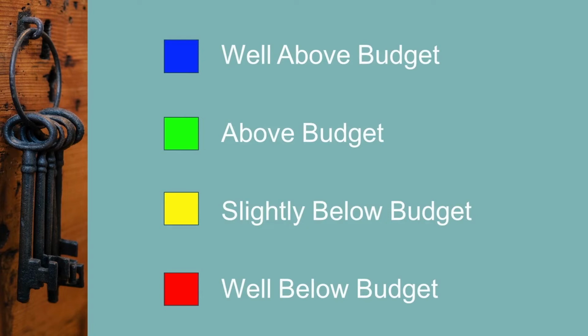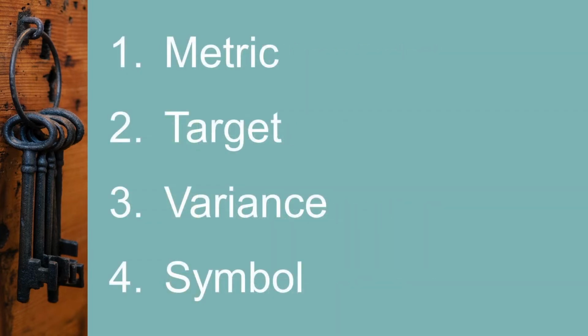A common color code is red for well below budget, yellow for slightly below budget, green for above budget. Some dashboards also use blue for amounts well above budget. So far, we've talked about four components: the metric, the target, the variance, and a symbol to represent that variance. You can choose to show all of them or just one of them on your dashboard.